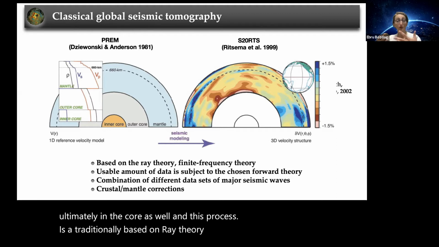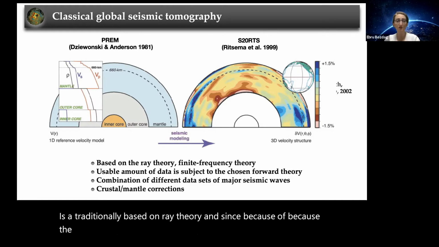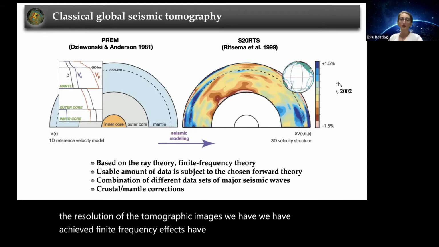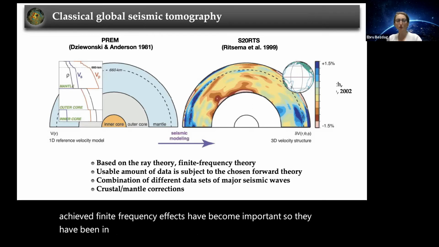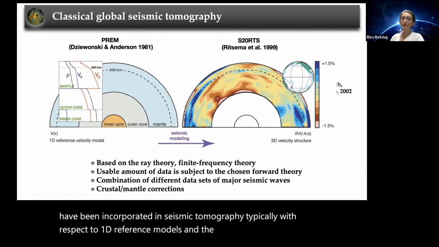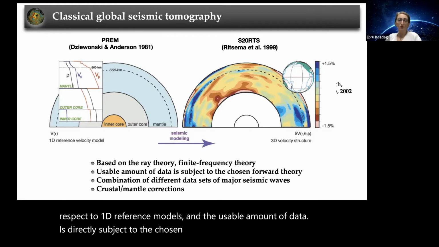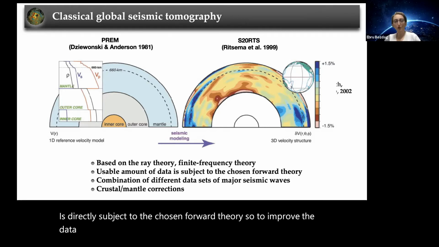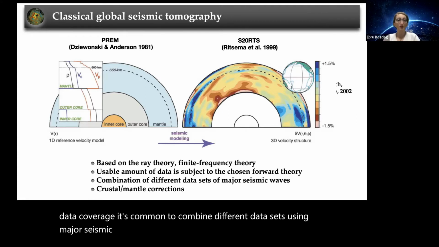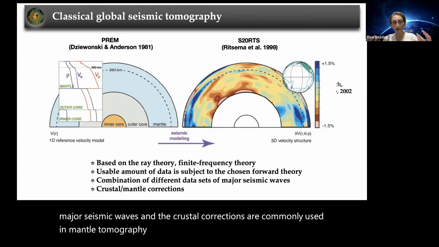And because of the resolution of the tomographic images we have achieved, finite frequency effects have become important, so they have been incorporated in seismic tomography, typically with respect to 1D reference models. And the usable amount of data is directly subject to the chosen forward theory. So to improve the data coverage, it's common to combine different data sets using major seismic waves. And the crustal corrections are commonly used in mantle tomography. And to illuminate the inner core and the outer core structure, mantle corrections are also commonly used.